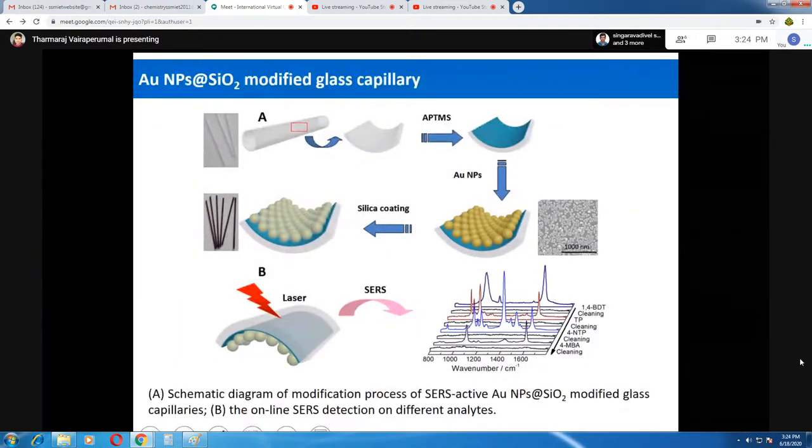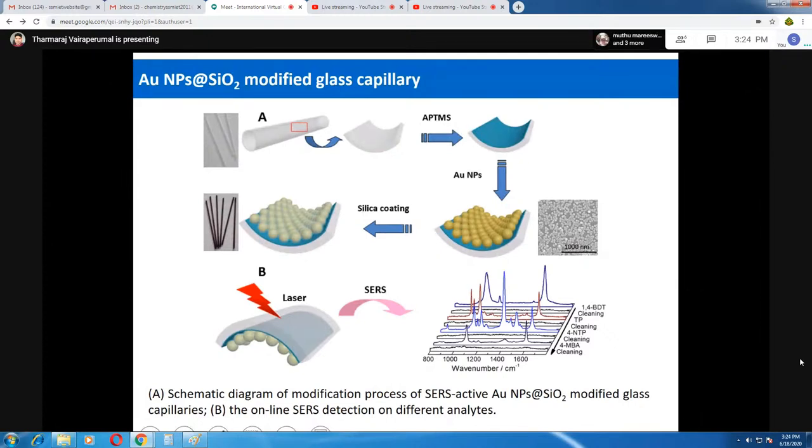And then here, gold nanoparticles and a modified capillary. This is also a very interesting technique for fabrication of a SERS substrate. It is very useful for real-time monitoring, flow injection methods, and chemical reactors, and real-time detection of chemical reactions. You can modify with APTMS and then form and deposit gold nanoparticles on the surface of the capillary, then silica coated. This is what this kind of Raman capillary is.